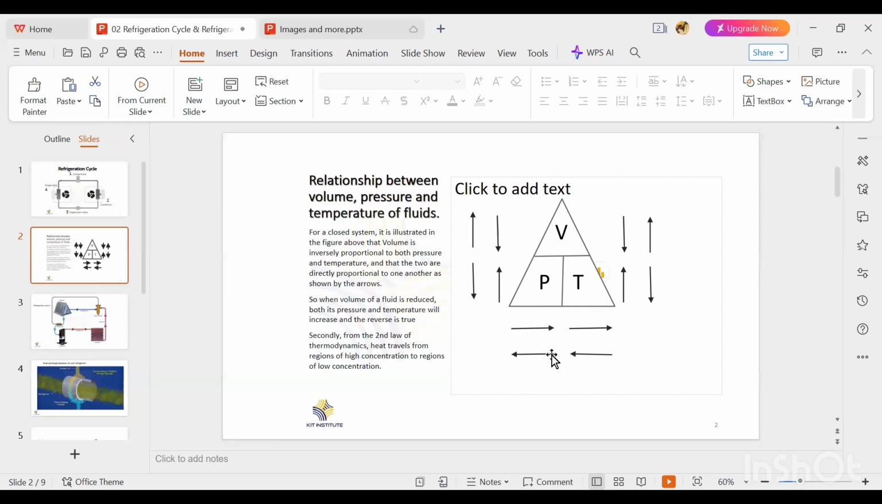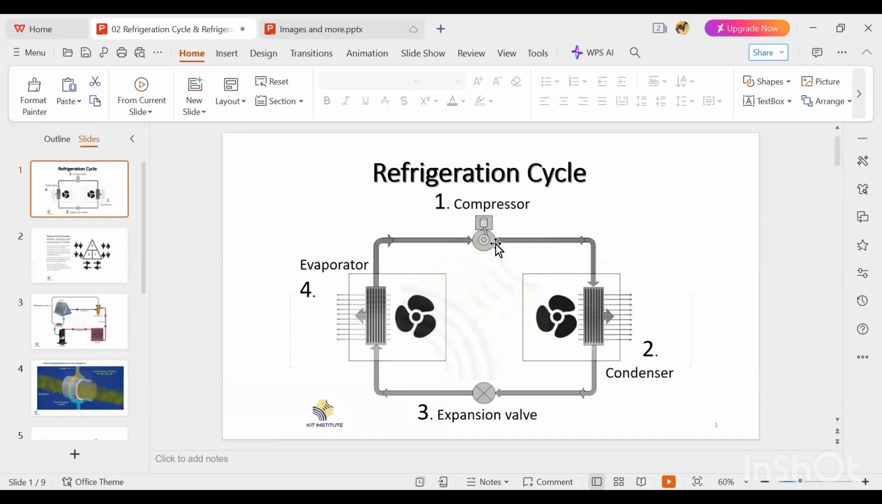Pressure and temperature are moving together. They move in the same direction. When pressure increases, temperature increases. When pressure reduces, temperature also reduces. Now, that part of volume and pressure explains what happens at the compressor and the expansion valve.